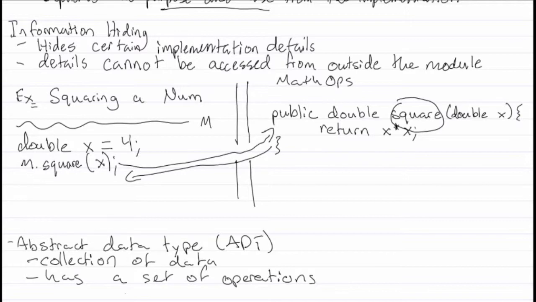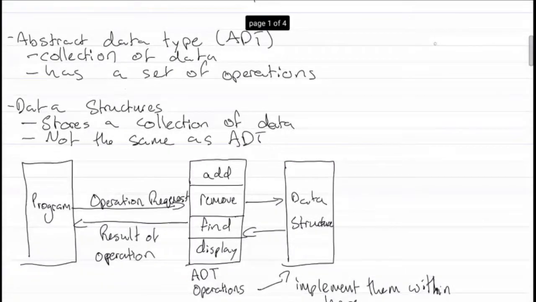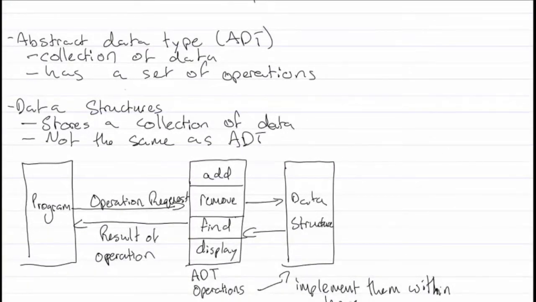Let's talk about some actual applications that they use within programming languages. So let's talk about abstract data types. An abstract data type is a collection of data, and this collection of data has a certain set of operations that can be used on it, and it's usually outlined through the abstract data type exactly what the data manipulation does.